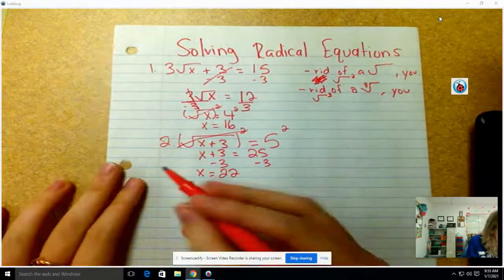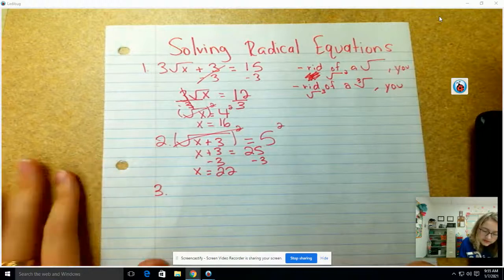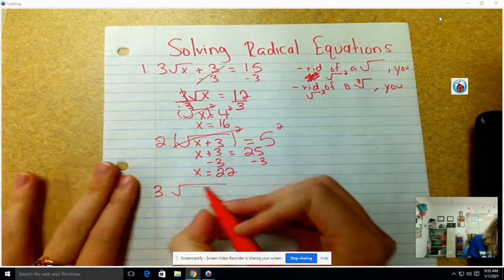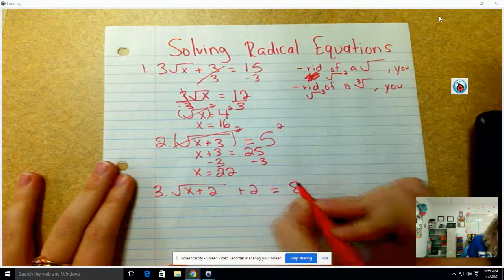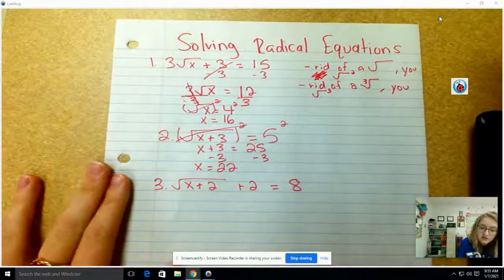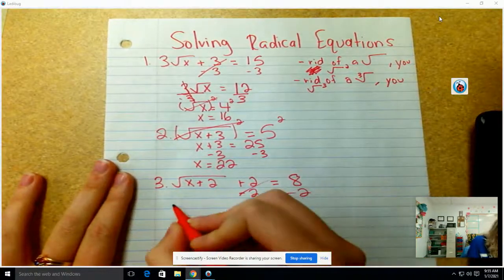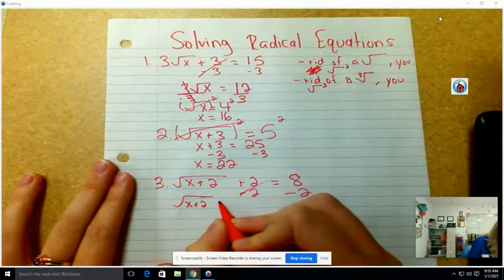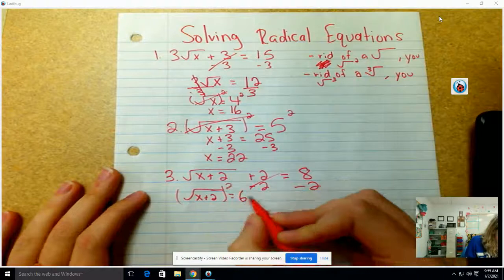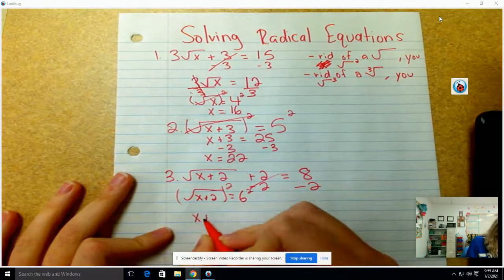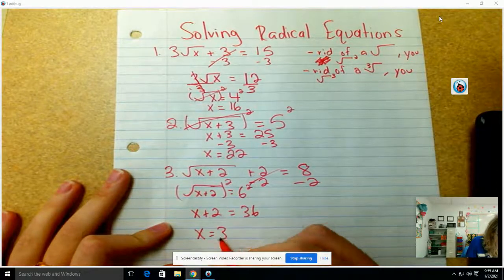All right, another example. 3 plus radical x plus 2 equals 8. So we're going to have to subtract our 2, or rather the 3. That's going to give us radical x plus 2 equals 6. We have an index of 2, so we're going to square it, and that's going to give us x plus 2 equals 36. Subtract our 2 over, x is going to equal 34.